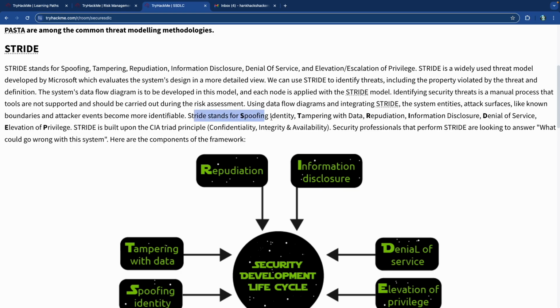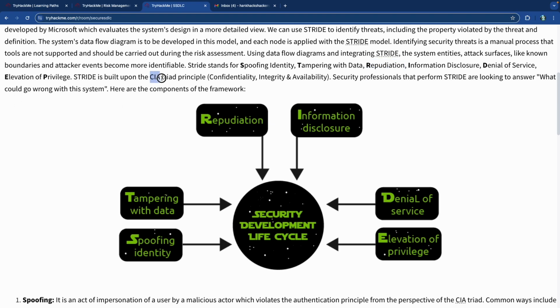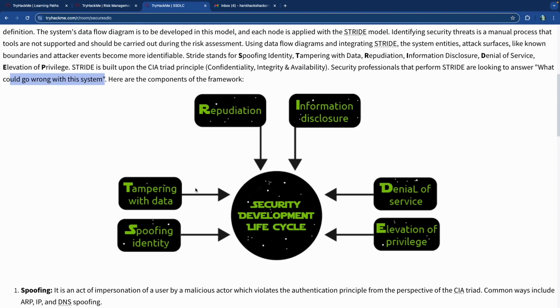STRIDE stands for spoofing identity, tampering with data, repudiation, information disclosure, denial of service, and elevation of privilege. And it's built upon the CIA triad, which is confidentiality, integrity, and availability. Security professionals that use STRIDE are looking to answer one question, which is, what could go wrong with the system? So this is what it is, right? So this is the security development lifecycle.